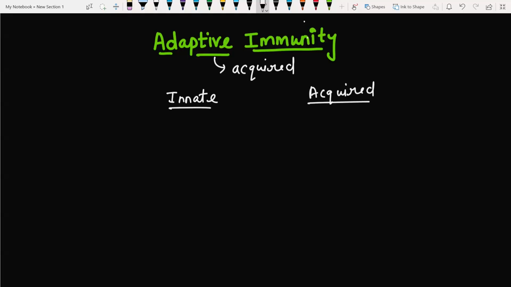Innate immunity we will discuss in another video. So here we will focus on acquired immunity. But what is the basic difference that we have to understand? Innate immunity is the immunity which is present since birth. So we are born with innate immunity. And this acquired immunity is acquired after birth, and it gets activated only on exposure to an antigen, only on exposure to a pathogen.